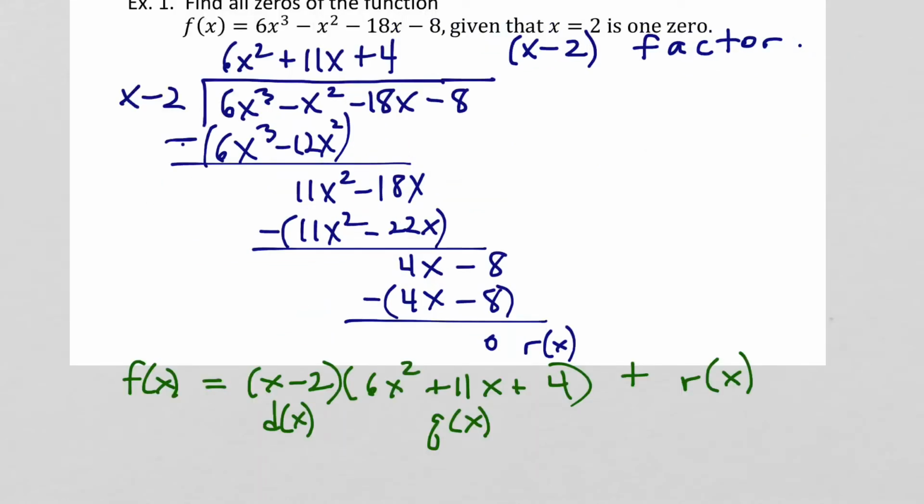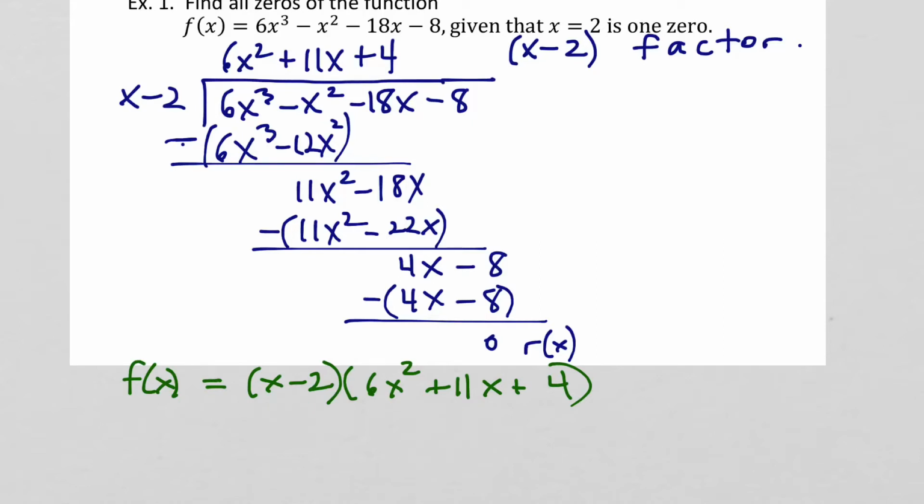So let's look at what I wrote here. If x minus 2 is a factor of f of x, then x minus 2 times the quotient plus r of x should give you f of x, but we know that r of x is 0. All right? So we've got this function now broken down into two factors.